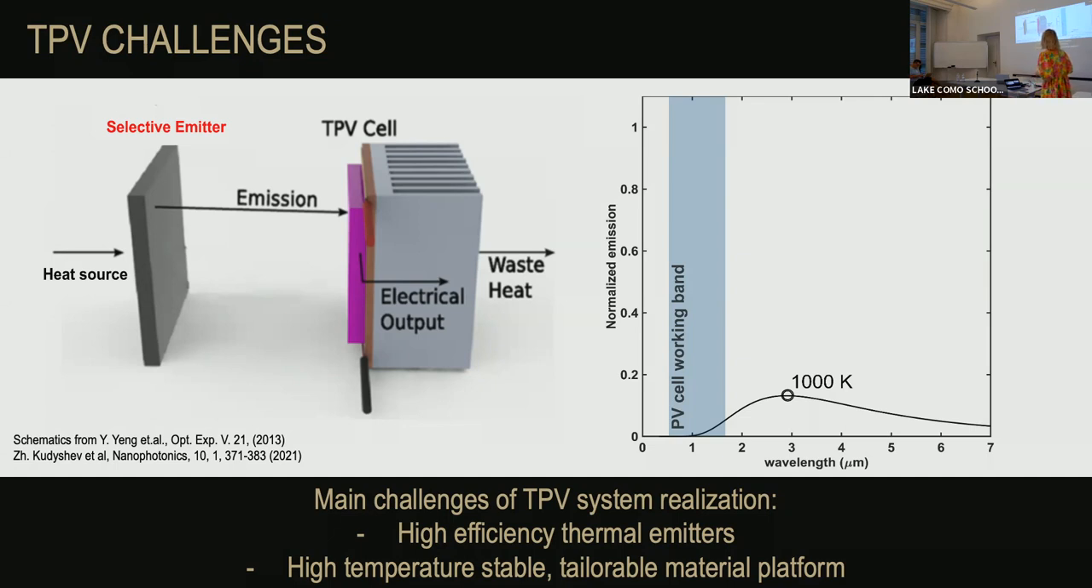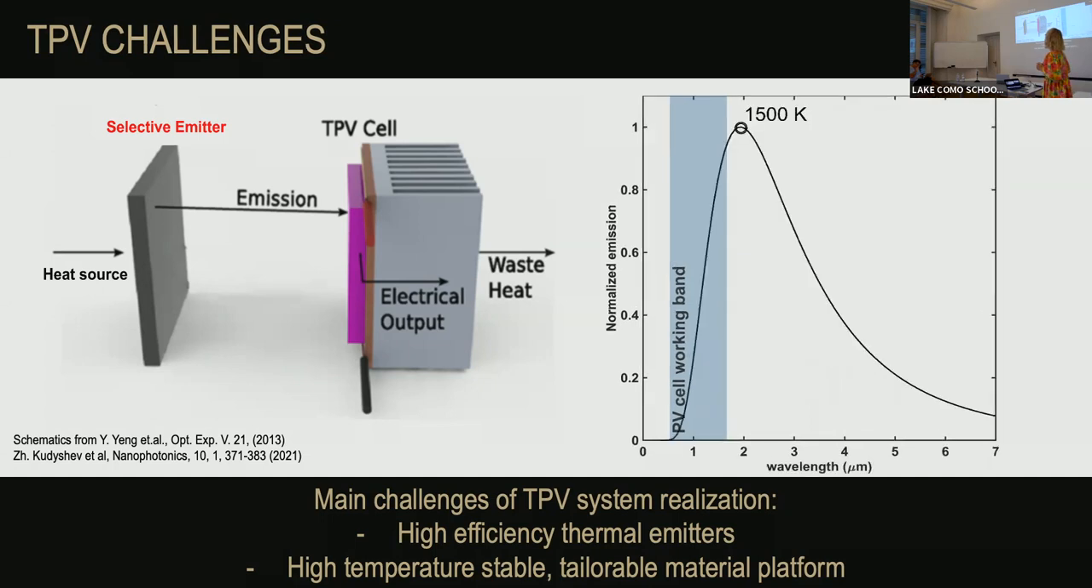So let's look at the conventional PV cell. This is a gallium antimonide photovoltaic cell. This is a working band. The first thing you see is that in order to have a decent overlap between your emitter radiation, such as a black body, and the PV cell, the temperature has to go up. So at least 1500. There is no optics so far that can go near these temperatures. And the only answer to that would be refractory or high temperature stable materials, including those nitrides that we are working with.